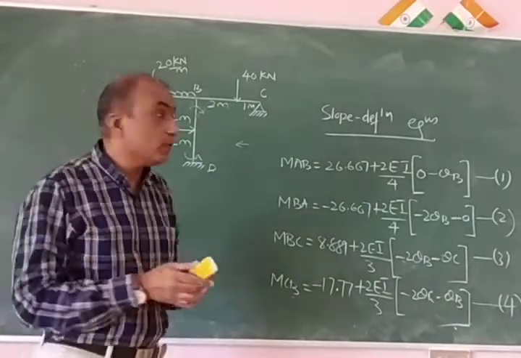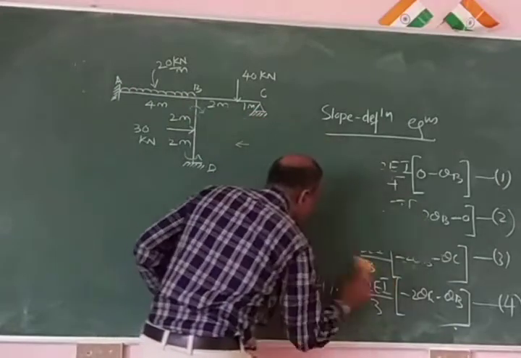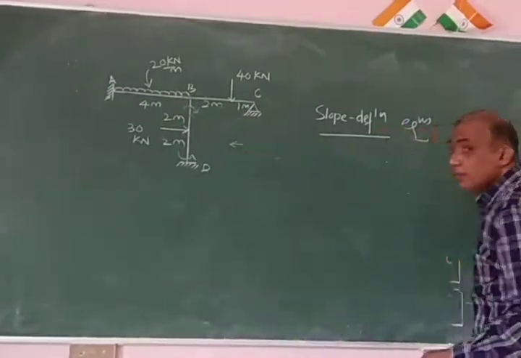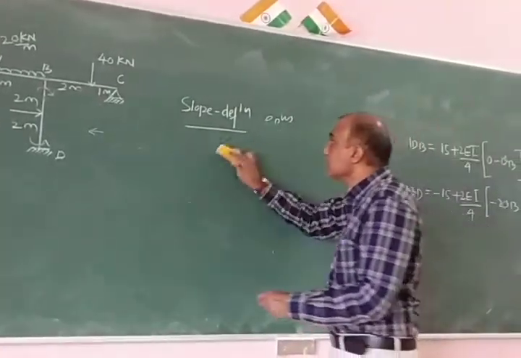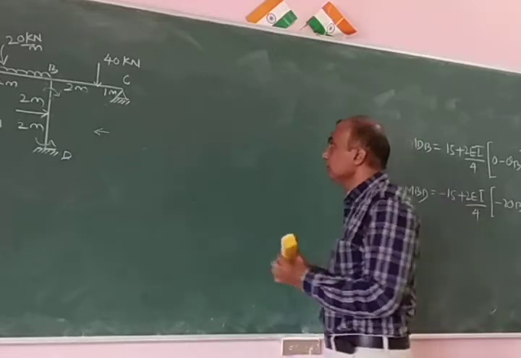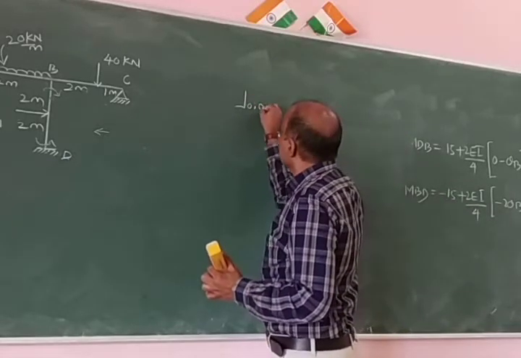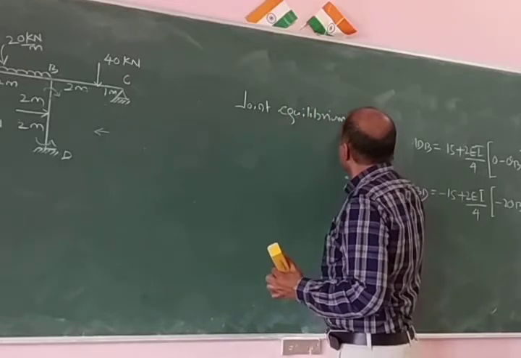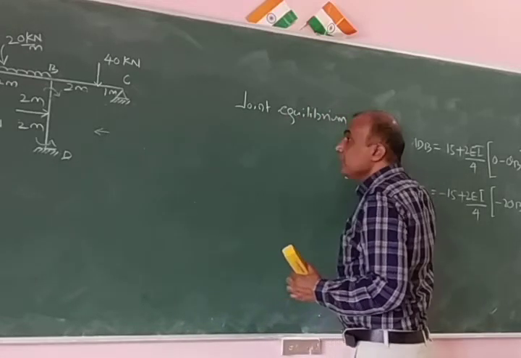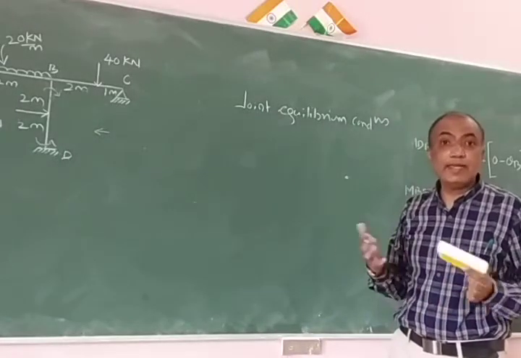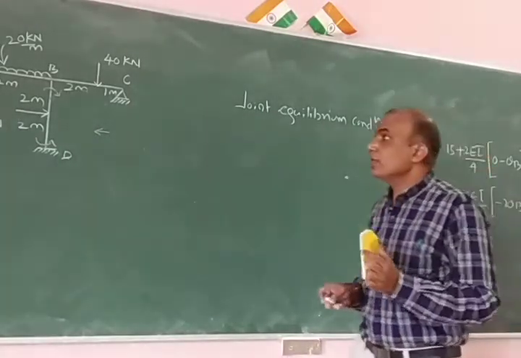Formulate 2 conditions. Where are the 2 conditions? Now I am going to write the 2 conditions, which are popularly known as joint equilibrium conditions. How many we need? We need 2 conditions because there are 2 unknowns, theta B and theta C, or EI theta B and EI theta C.